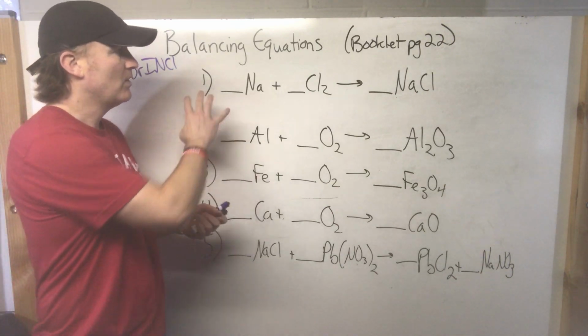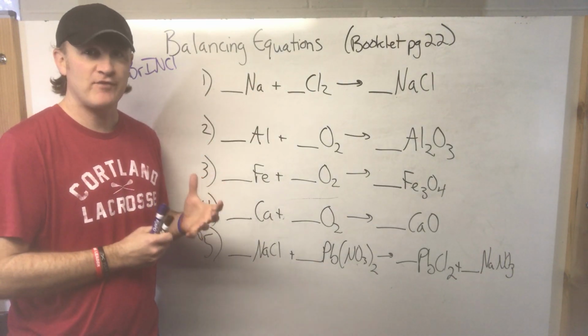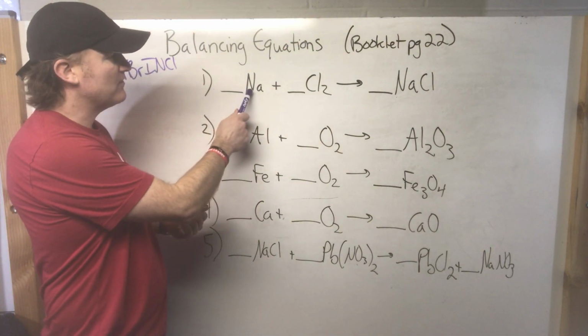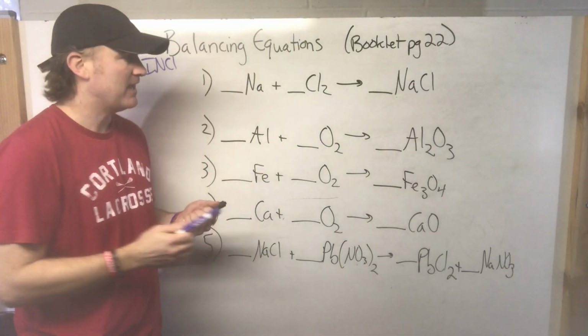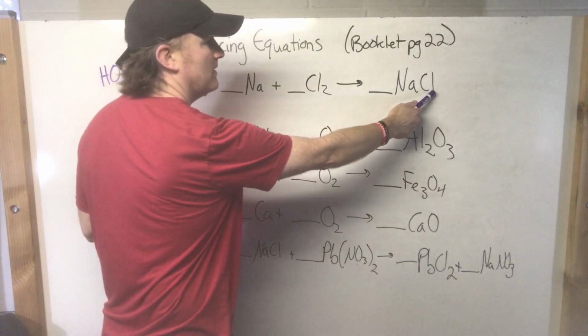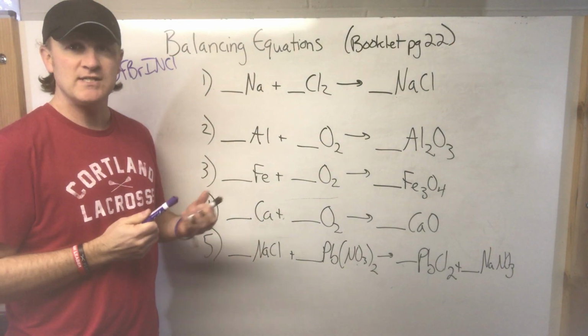So when we take a look at it, we want to see what we have first. If we look at this, first I know I have 1 sodium there and I have 1 sodium there. That's balanced. That's okay. But I have 2 here and only 1 there. So the way we do this is by multiples.